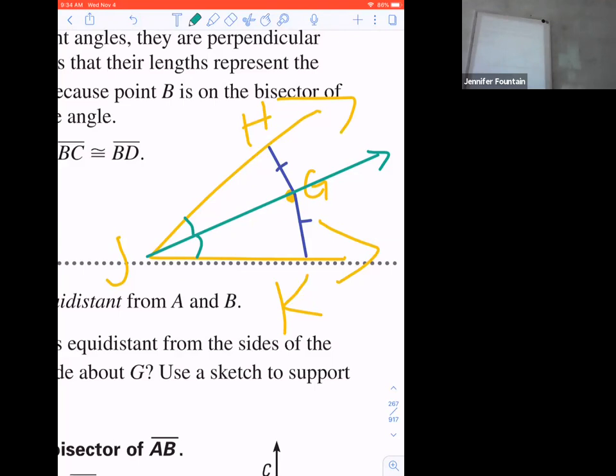Okay, look at number 10. What can I conclude here? The arrows mean they are parallel. So these two sides are parallel, and these two sides are parallel. What do we know about when I have a line that cuts through parallel lines? What are the angles?